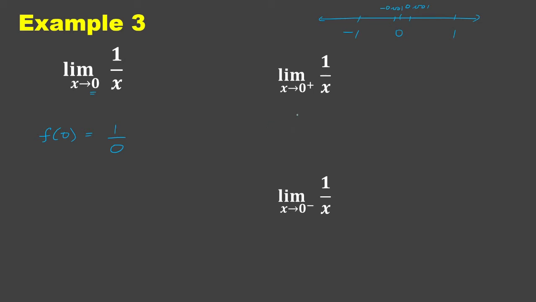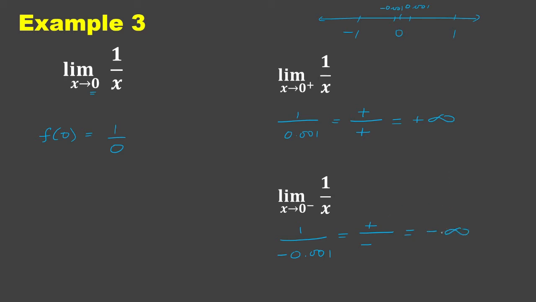So here, we have 1 over 0 from the right, let's have 0.001. For the signs, the numerator is positive over positive. So positive divided by positive is positive, and therefore we have positive infinity. For the left of 0, let us try negative 0.001. And that would be positive over negative, and we have negative infinity.